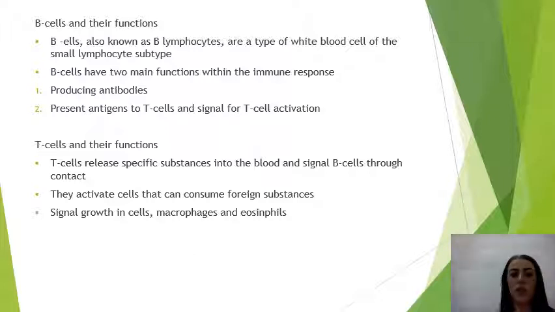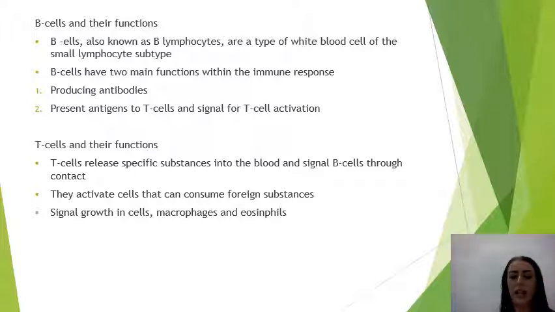Now I'm going to talk about the types of cells, B cells and T cells, and their functions. B cells are also known as B lymphocytes. They're a type of white blood cell of the small lymphocyte subtype. B cells have two main functions within their immune response. One is to produce antibodies, and two is to present antigens to T cells and signal for T cell activation.